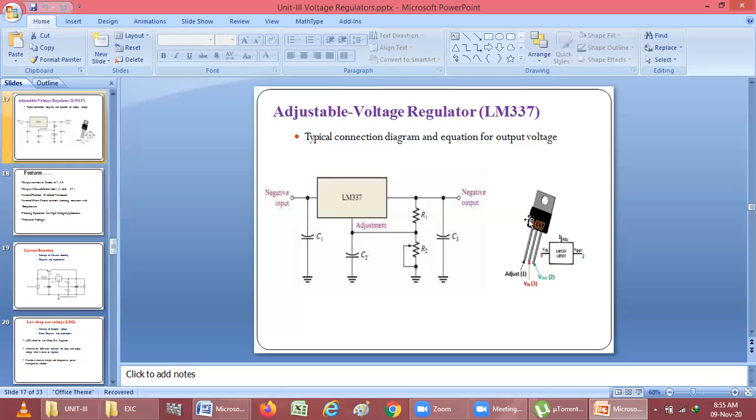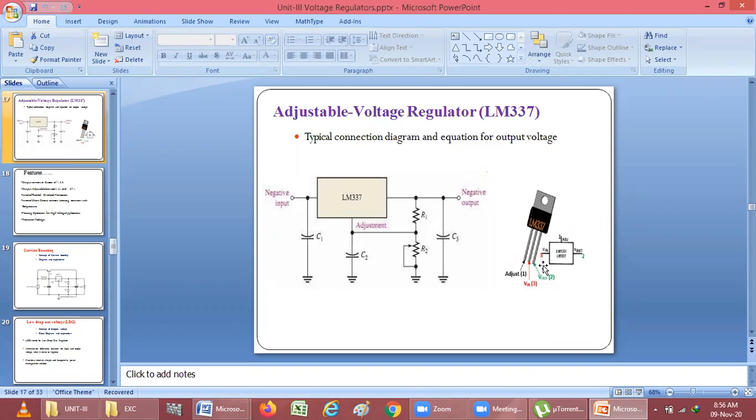It will also look like this, but here the first terminal will be used for adjusting the voltage level, because we are saying it is adjustable, or we can say it is a variable voltage regulator. Then we have seen we are giving input to the third terminal, and at the second terminal we are taking the output.